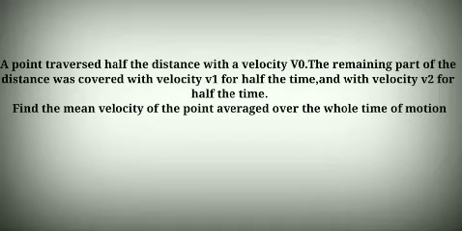A point traversed half the distance with the velocity v0. The remaining part of the distance was covered with velocity v1 for half the time and with velocity v2 for half the time. Find the mean velocity of the point averaged over the whole time of motion.